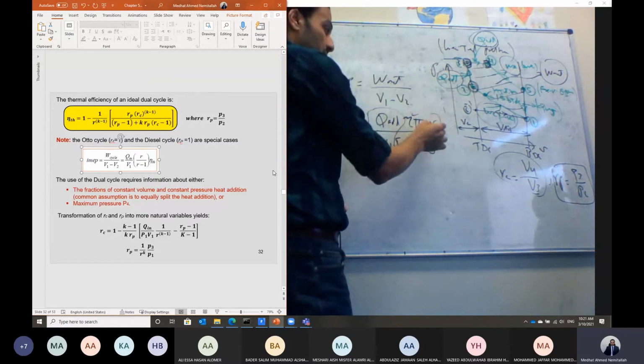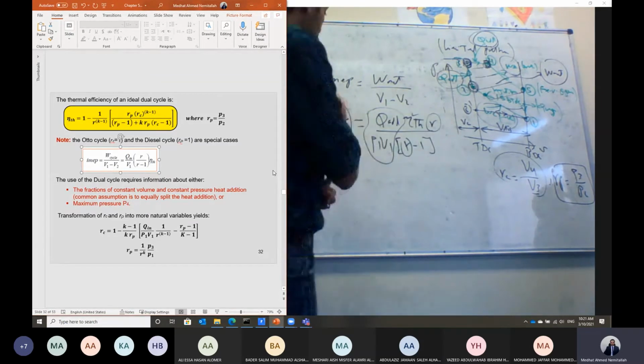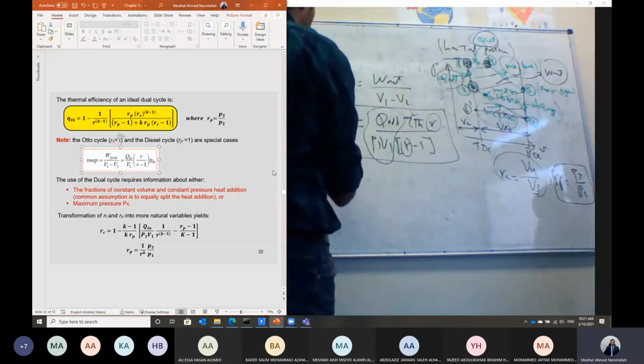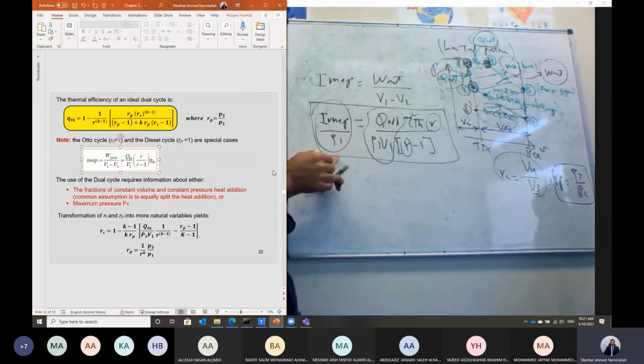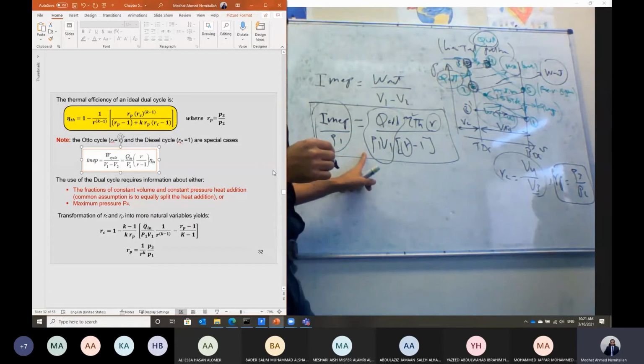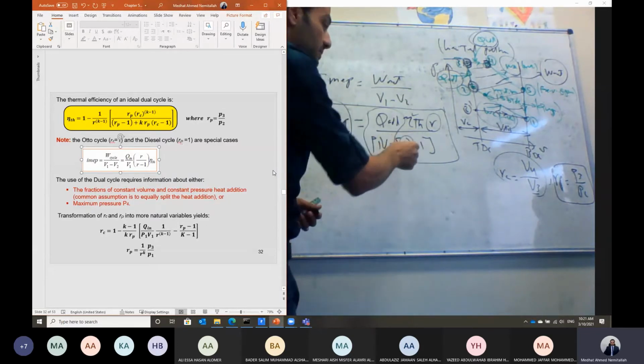Thermal efficiency is dimensionless. R is a dimensionless parameter also. So now we have this relation also. We can develop it for the Otto cycle. We have already developed it for the Otto cycle and for the diesel cycle, and we can develop this one for a dual cycle. Then we can compare all of these cycles based on the operating compression ratio.